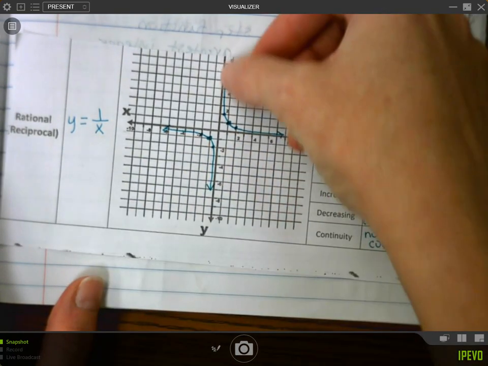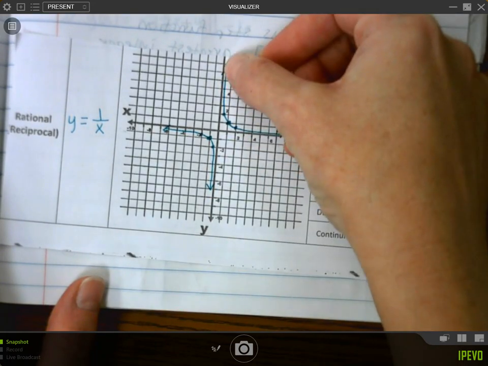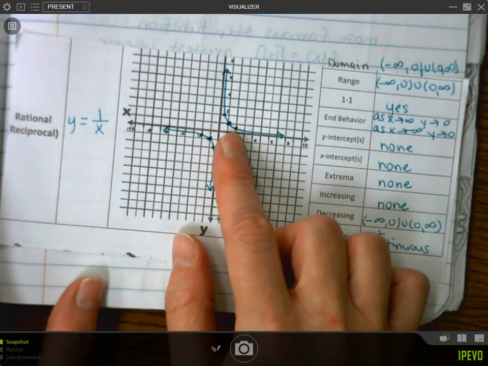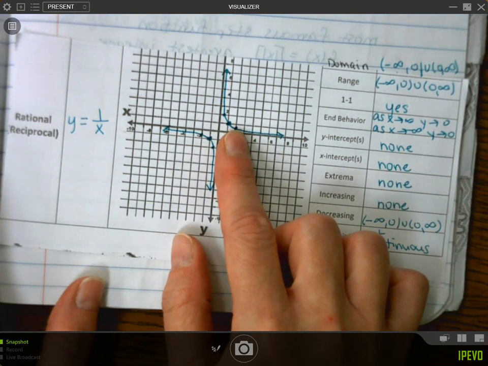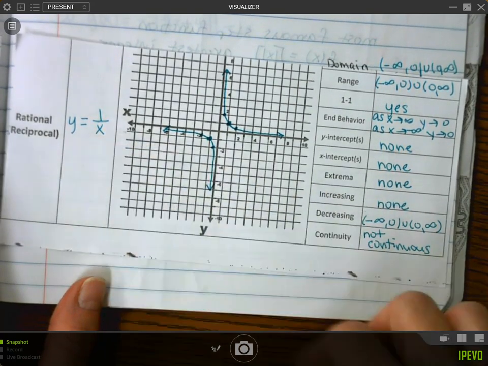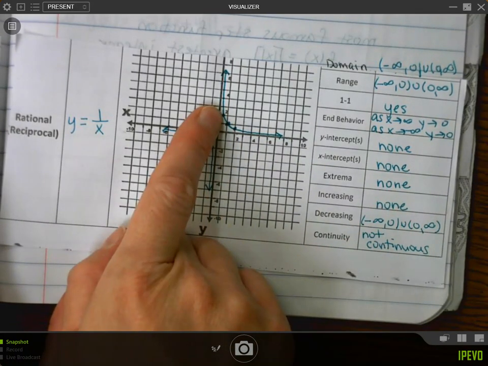So we have an asymptote that runs through x equals 0. So the y-axis is an asymptote. On the other side, if you put in a 1, you get 1. If you put in a 2, you get 1 over 2, so 1/2. If you put in a half, you get 1 over 1/2, or 1 divided into half-size pieces. So it would be 2. That's where this point comes from.